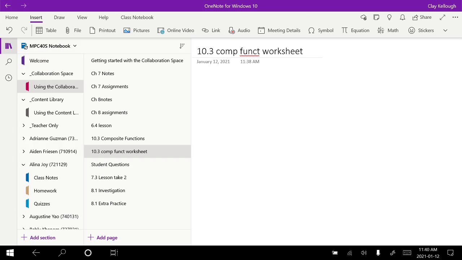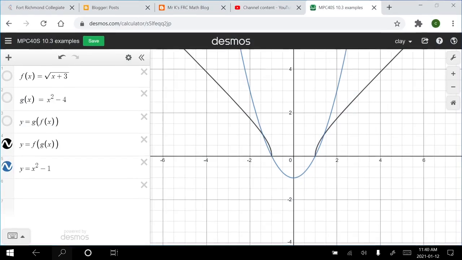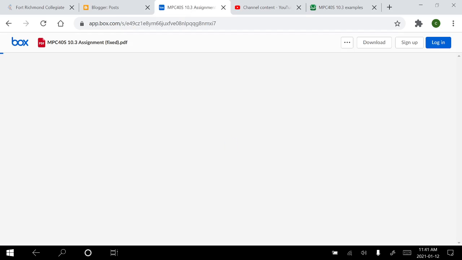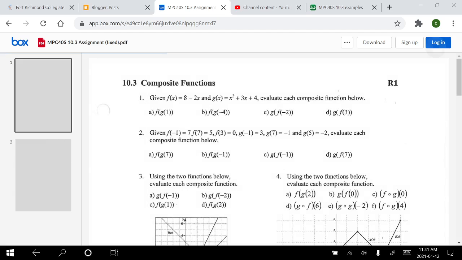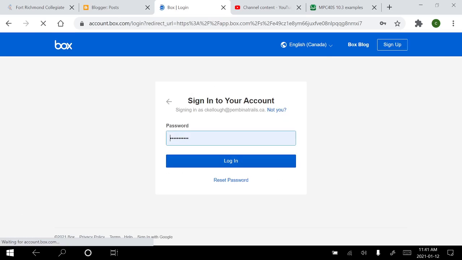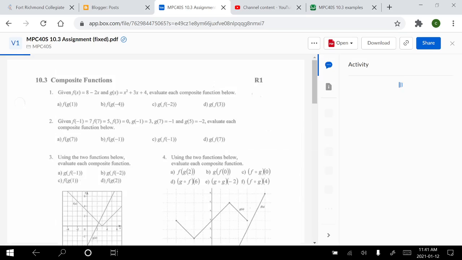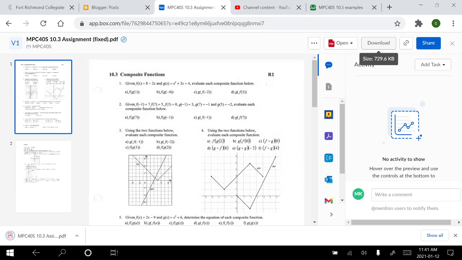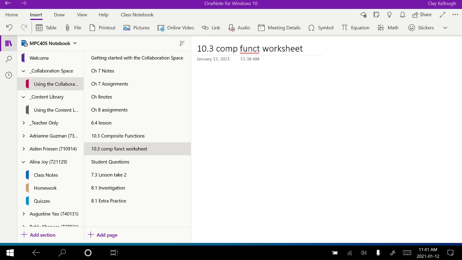Let me go to the blog. And where are you, blog? So 10.3 assignment page. Cool. Ugh, I'm not even logged in here. Let me log in. Hope everybody caught that. My password is... And okay, so I'm going to download that. So that should appear in my downloads folder now. So now let me go back to OneNote. I said, let me go back to OneNote. Please let me go back to OneNote. Why is this doing this? There we go. Holy cow, that was hard.